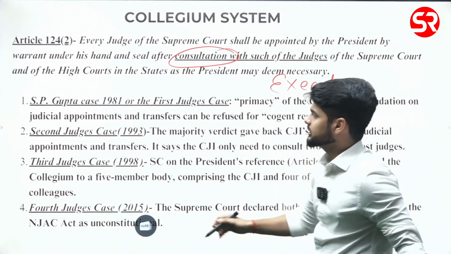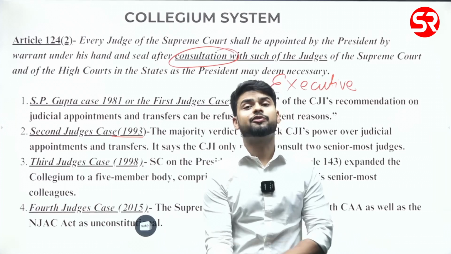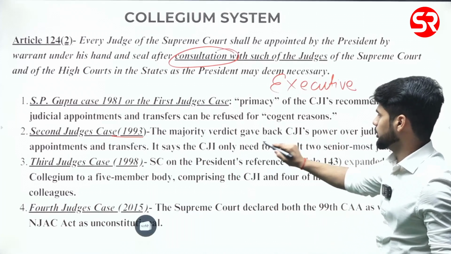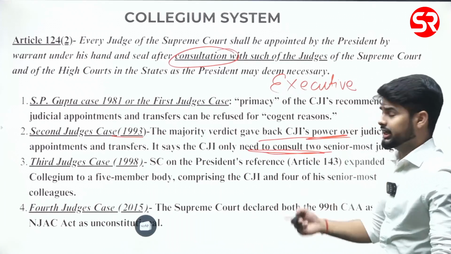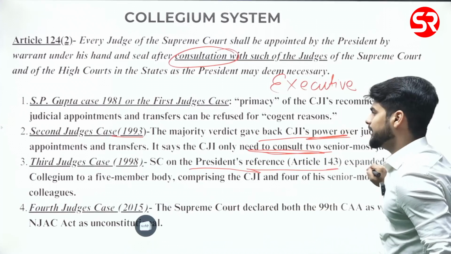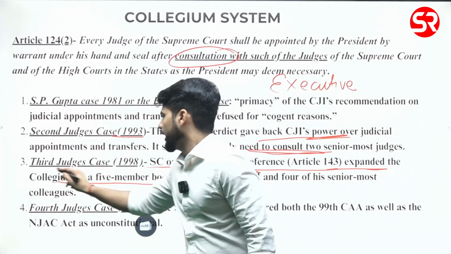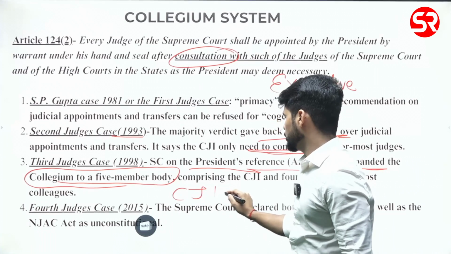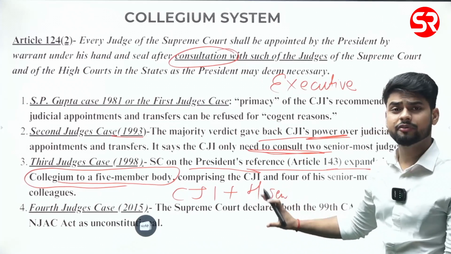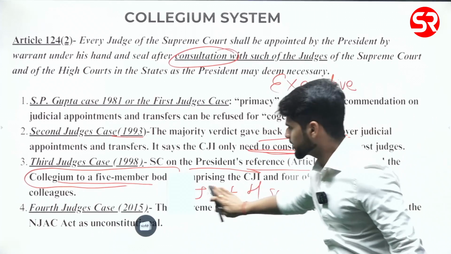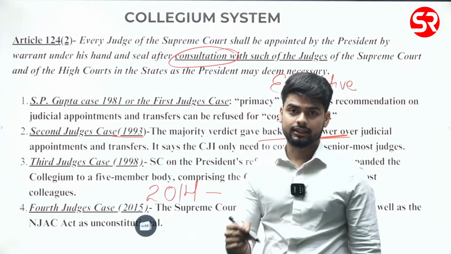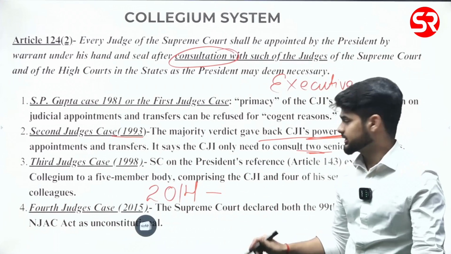Fine. However, later in this second judge's case in 1993, right after 12 years, this judgment was overruled by the Supreme Court itself. They said that this particular consultation, it is binding. Fine. Then in the third judge's case 1998, Supreme Court expanded the Collegium to a 5-member body, and from then you had this Collegium, the Chief Justice of India plus 4 senior most judges. Okay, I'm telling you in a very simple form. Okay, there are more technicalities as well, but just have a brief idea. In the year 2014, the government brought an act, fine, the 99th Constitutional Amendment Act, and they established NJAC.